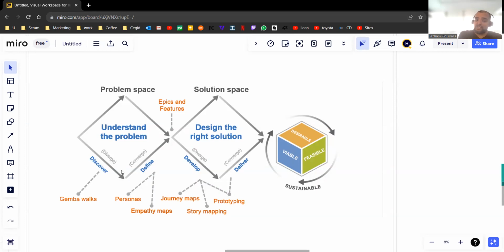This way, they've done as much discovery as we could. And the moment we start, we are starting with defining based on the information that we currently have. And then after that, you do the development and then you do the delivery. Now, I'm not saying you necessarily have to have all the 4 steps inside the meeting.